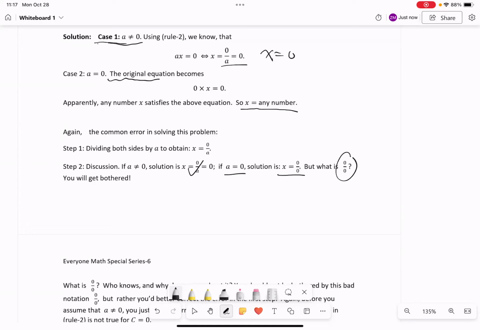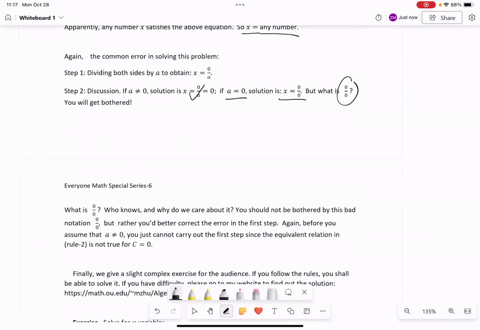Does that mean anything? I suggest that you don't be bothered by this again, okay? Because who knows what 0 over 0 is? Why do we bother? Do we care about this? You should not be bothered by this kind of bad notation, 0 over 0. Rather, you should correct the error in the first step, because you made the error in the first step, you make yourself confused, and you wonder what 0 over 0 is. This 0 over 0 is just bad notation. It never comes out if you don't make this error in the first step.